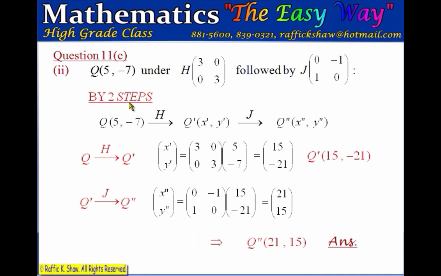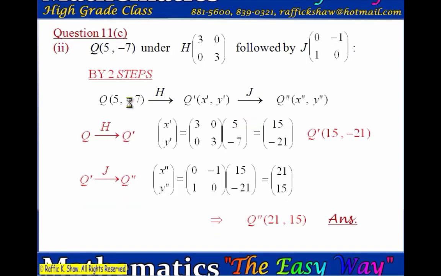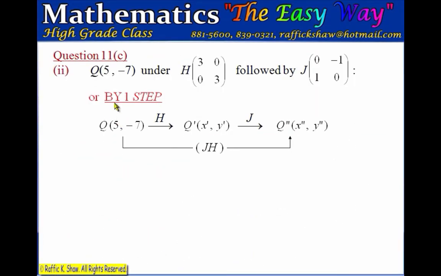Let's go now and show the same combined transformation using one step. In this one step method, we are going to be using the single matrix JH, which was obtained by multiplying the second matrix by the first matrix. We are doing this combined transformation now in one step. And remember, the matrix JH we calculated was 0, negative 3, 3, 0. When we apply this matrix JH to this point, the result is going to be the image point of the combined transformation.